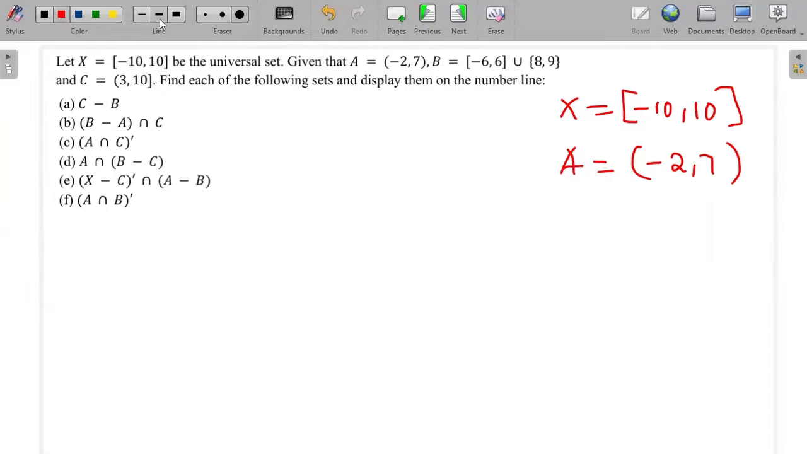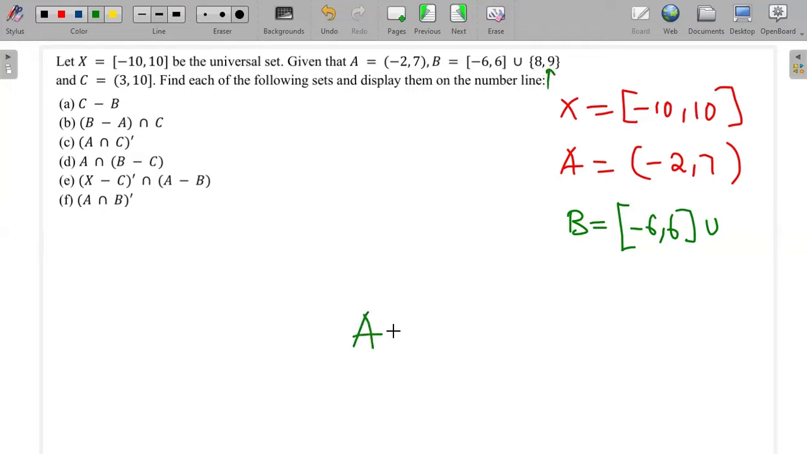So those are just used for listing. So let me put them here. They've said B is equal to minus 6 to 6, and then they've said union. And now you've seen the types of bracket that I've put there. They are the types of bracket that you have been used to when you are listing something.